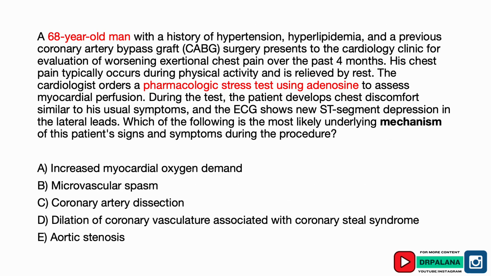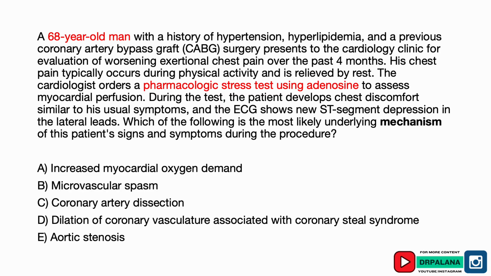A 68-year-old man with a history of hypertension, hyperlipidemia, and a previous coronary artery bypass graft surgery presents to the cardiology clinic for evaluation of worsening exertional chest pain over the past 4 months. His chest pain typically occurs during physical activity and is relieved by rest. The cardiologist offers a pharmacologic stress test using adenosine to assess myocardial perfusion. During the test, the patient develops chest discomfort similar to his usual symptoms, and the ECG shows new ST segment depression in the lateral leads.